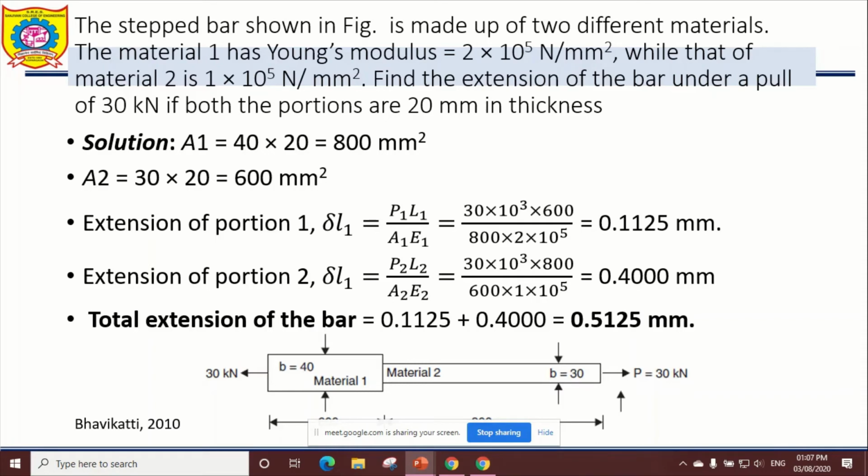So is it understood to you? So whether you want to write it or we can continue. Hello, am I audible to you?